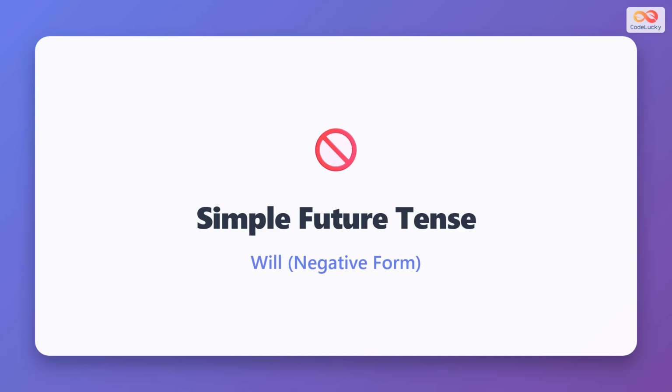Welcome to the lesson on the simple future tense, negative form. In this part of the tense, we learn how to talk about actions that will not happen in the future. For example, when you say, I will not go, or he will not come, you are using the negative form of the simple future tense.